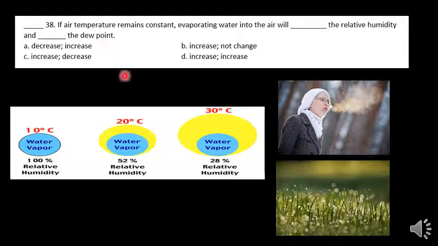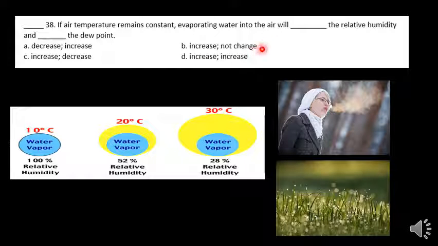Dew point, though. Let's look at this. All right. First off, we're going to increase the relative humidity, so we can get rid of A. All right, so it's going to be B, C, or D. And I'll tell you right now, it's not changed. We're going to scratch that one out because we know it's going to change. So we're going to have to see if it decreases the dew point or increases the dew point.